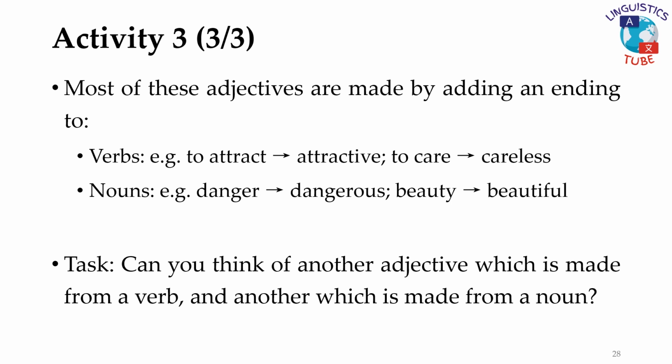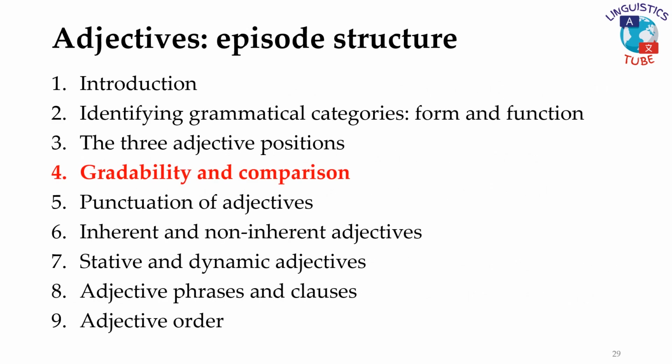For example, forgetful comes from the verb to forget, and brutal comes from the noun brute. A brute is a horrible, cruel, evil person. In the next section, we will discuss two common features of the form of adjectives, gradability and comparison.